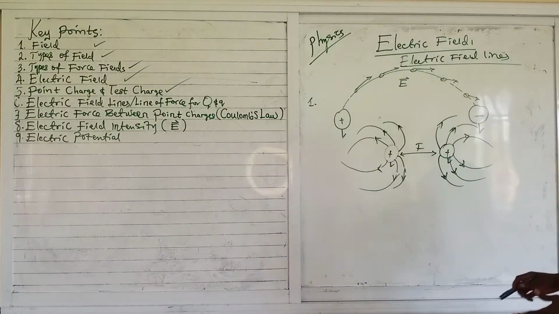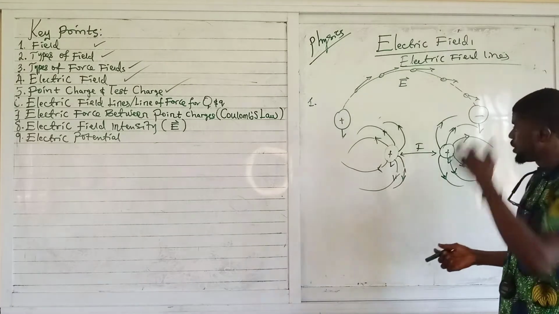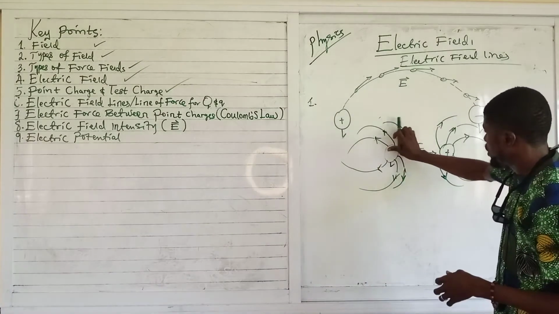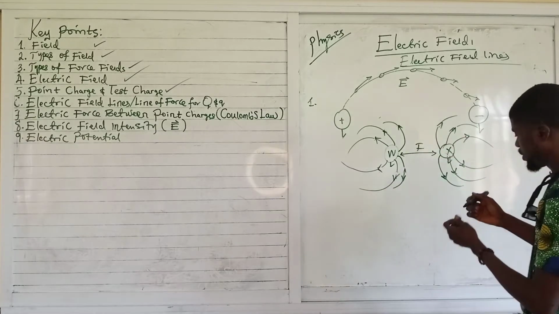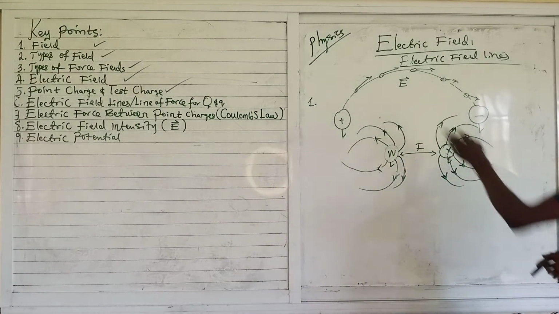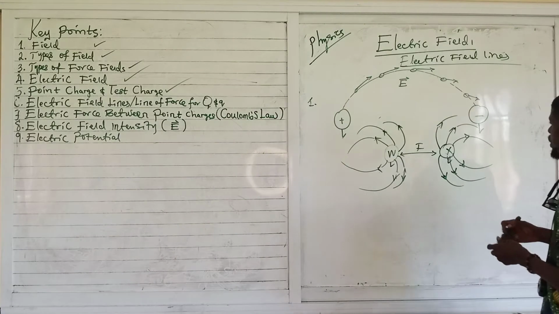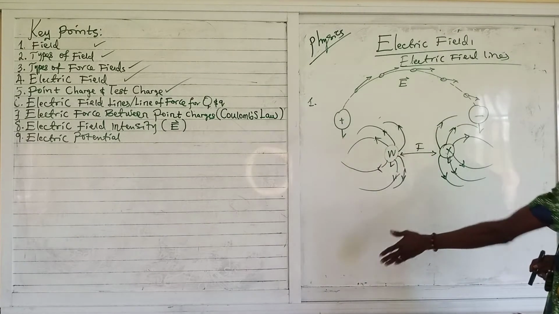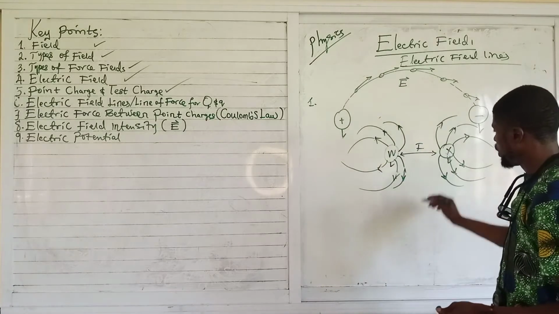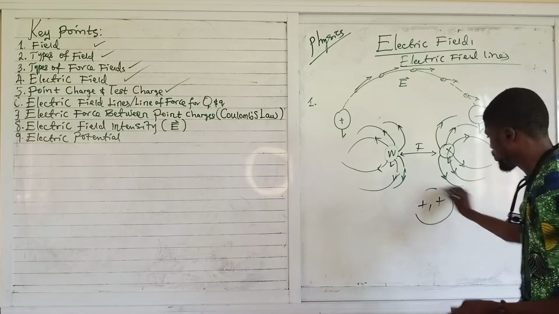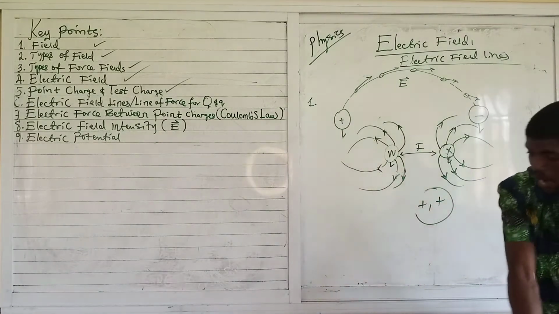You will be asked in your WAEC or your GCE that two charges W and X are placed and the field lines are like this. Detect the types of charges that were placed in the field. So when you see something like this, it simply means the two charges are what? Plus plus. That will be your answer.